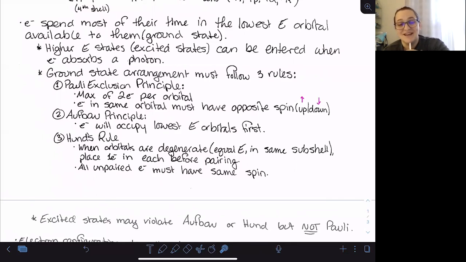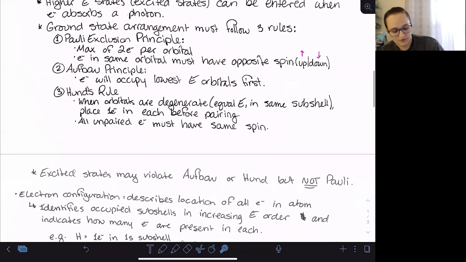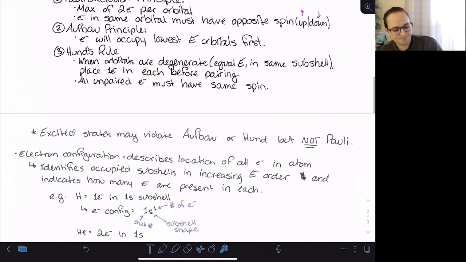So excited states cannot violate the Pauli exclusion principle, but they may violate Aufbau, Hund's, or both. Any violations of the Pauli exclusion principle are impossible. They're not excited states, they're impossible. Excited states can happen and do happen. Violating the Pauli exclusion principle does not.